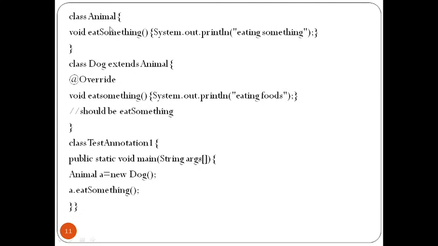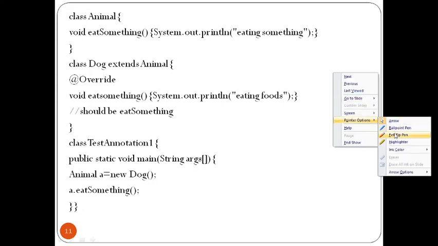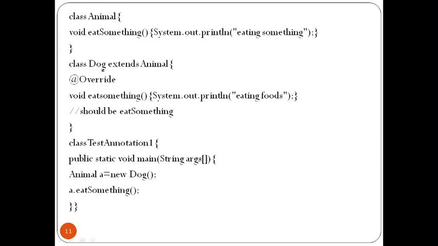See here, I have a class called Animal. The Animal class has a method called void eatSomething. When I call this method, it is going to print some information, "eating something". Now I have a class Dog. This Dog class extends the Animal class, so automatically whatever methods are there in the Animal class are inherited by the Dog class, which is the method eatSomething.